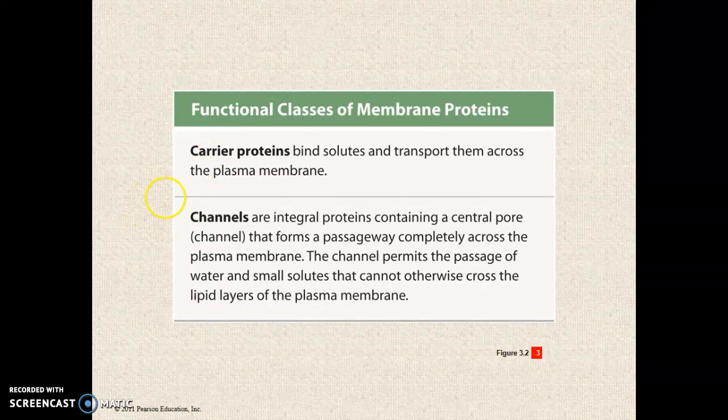Carrier proteins will help transport substances across the membrane. And channel proteins are channels that are open that will permit substances to cross. Maybe a substance comes into the cell, maybe a different substance goes out of the cell, but channel proteins would be required for this.